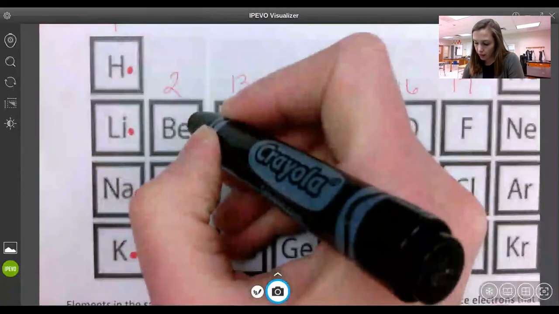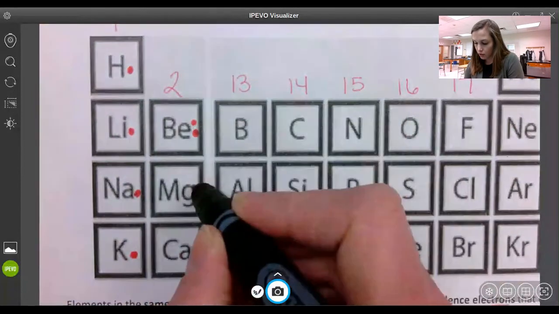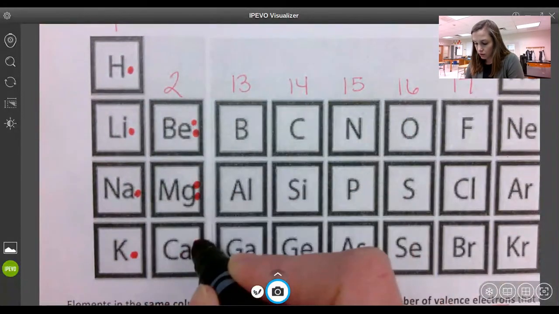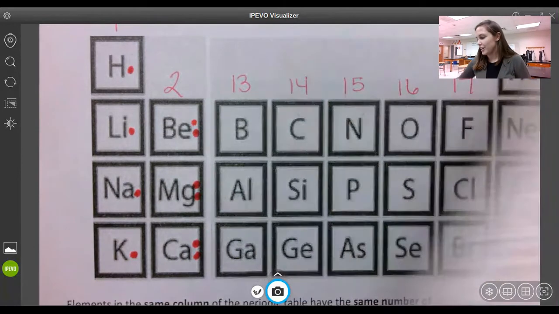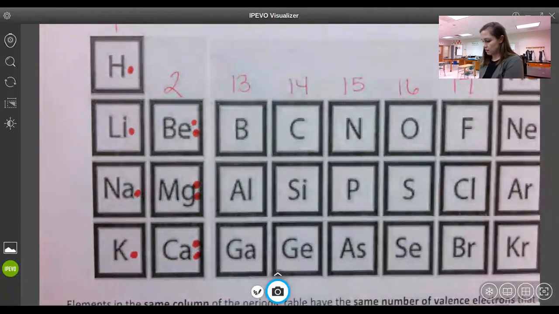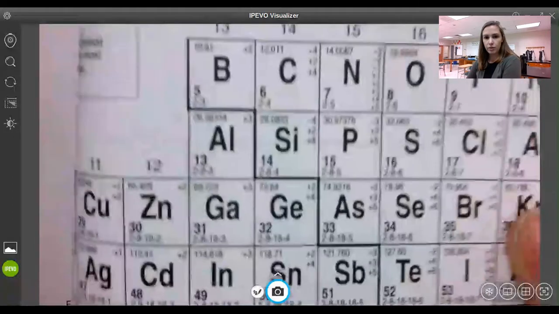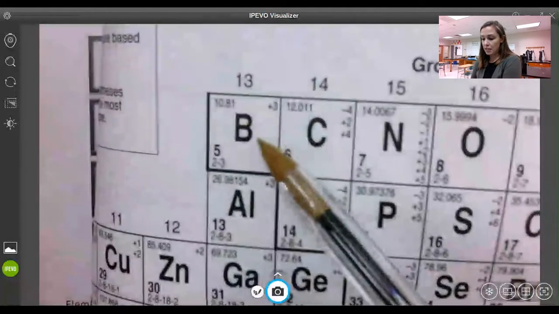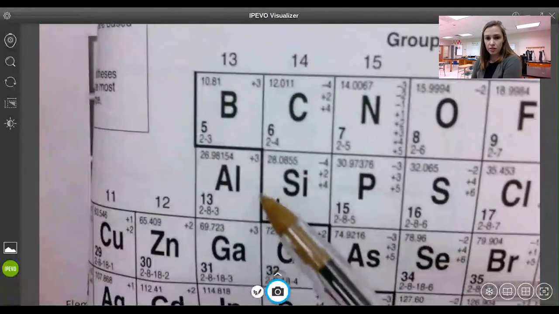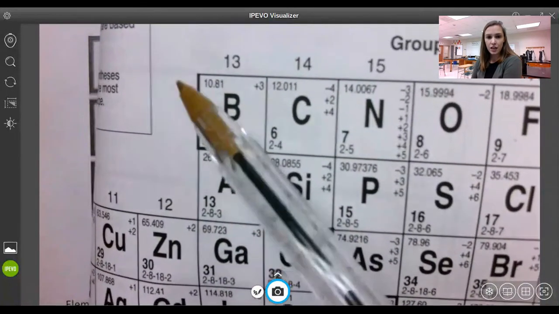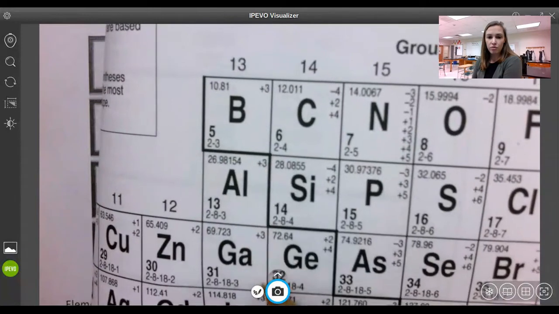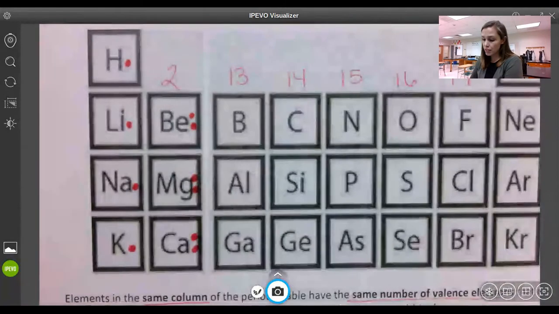And the first 2 I always put together. So these are my first. Group 2, they're 2 valence electrons. So you will start to see a pattern here. If we look at group 13, so I'm going to hold that up for you. For group 13, boron has 3 electrons, aluminum is 3 valence electrons, gallium is 3 valence electrons. So you see that all 3 of these have 3 valence electrons. They're all in group 13.